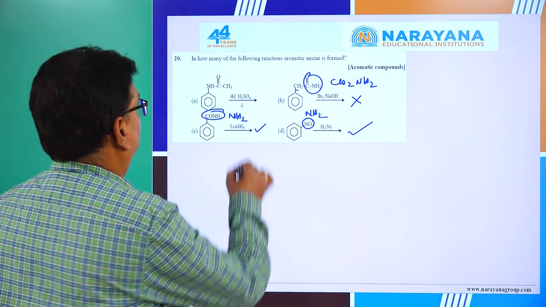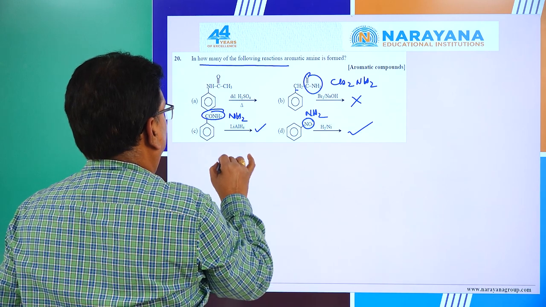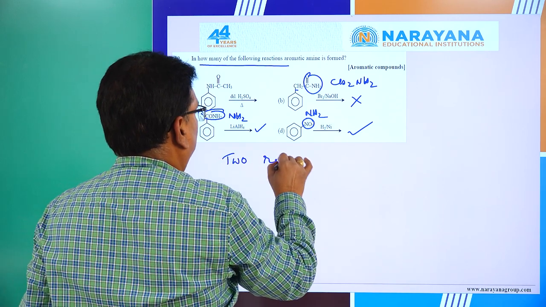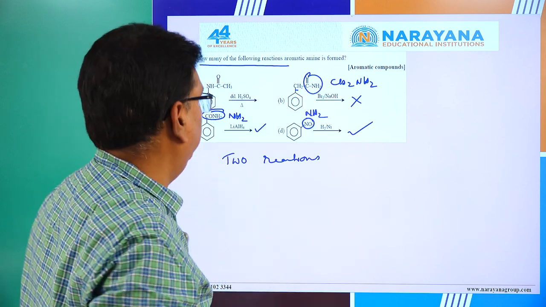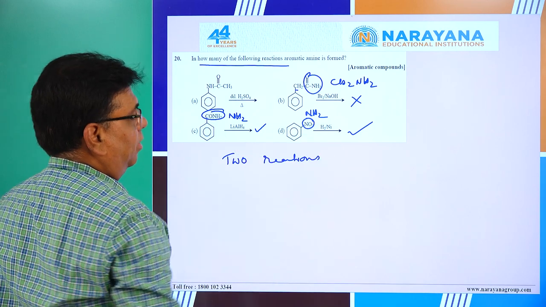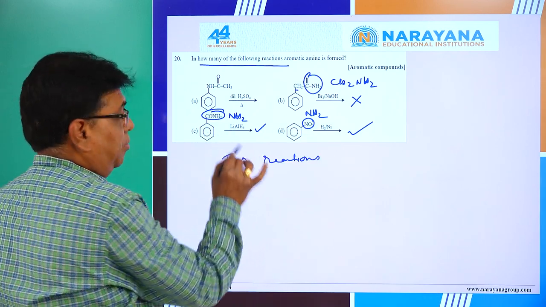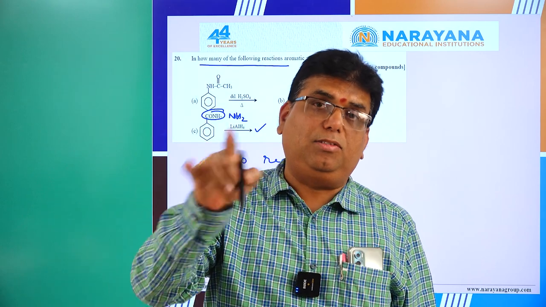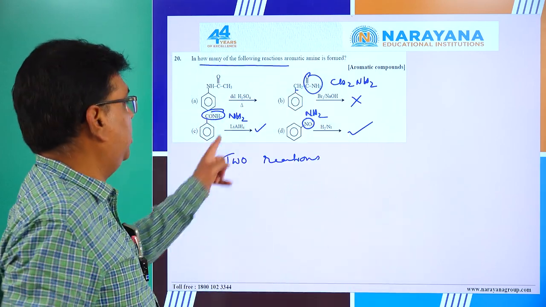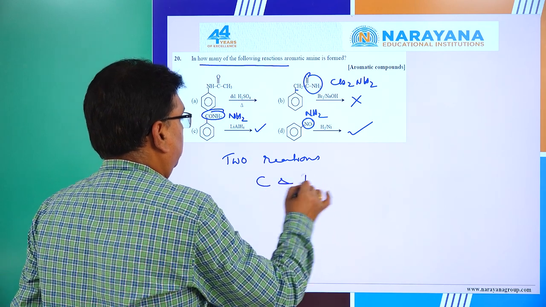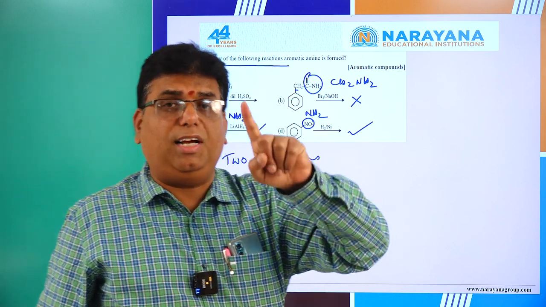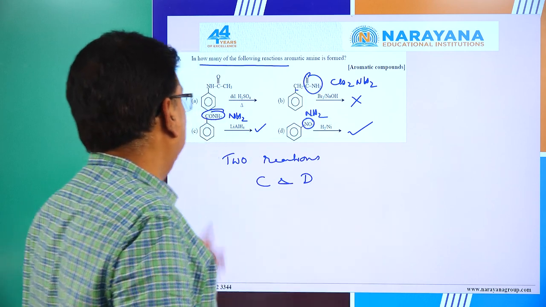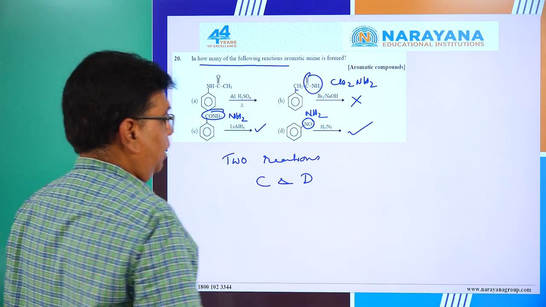So how many of the following reactions, means two reactions. This is the Hofmann bromamide reaction where you will get CH2NH2. Here nitro is directly reduced to NH2. Lithium aluminum hydride reduces amide to amine, CONH2 to NH2. So these two, C and D, two reactions, okay? Straight question, simple, but the only thing is you should know all the reduction reactions of amines.